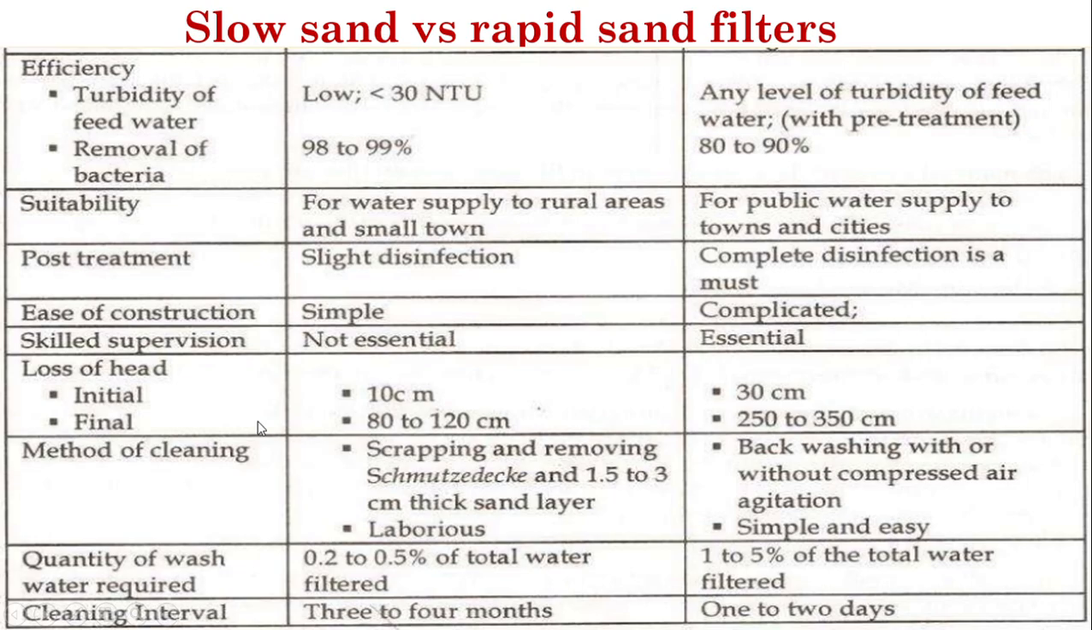Method of cleaning is much simpler in rapid sand because we have a backwashing system. It is simple and easy. But in case of slow sand, it is laborious. Removing the layer of smut decay is a very tedious process. The quantity of wash water required is higher for rapid sand. And the cleaning interval will be 1 to 2 days for this and 3 to 4 months for slow sand filter. So these are the main differences between slow sand and rapid sand filters.